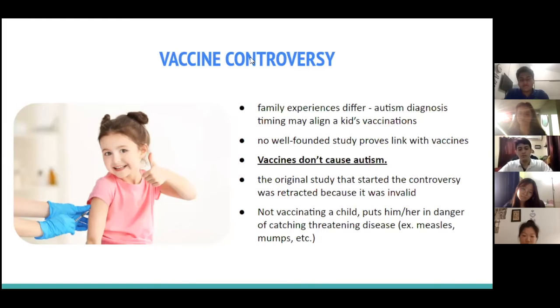And it's really important to understand this because not vaccinating a child could put him or her in danger of catching threatening diseases. So if you see someone who thinks, oh, if I don't vaccinate my kid, then there's no way they're going to be under the spectrum of autism, you might want to stop them, because what could end up happening is a lot of horrible things, such as them catching diseases such as the ones we listed here.